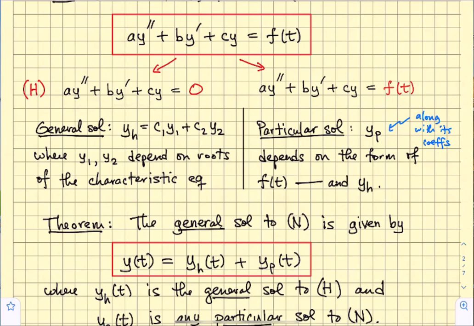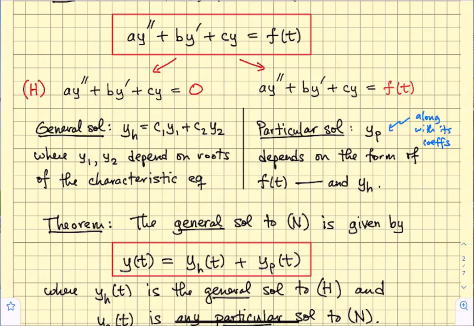You use the characteristic equation, ar squared plus br plus c equals 0. You get the roots. Depending on what the roots are, you're either in case 1, case 2, or case 3. The case dictates the look of the y1 and y2 functions. But our yh is going to look like c1y1 plus c2y2, where we know how to find y1 and y2 based on which case we're in for the characteristic equation. So this is all very familiar to us. We've done this. Okay, so let's get that general solution, call it yh, and just set it to the side.